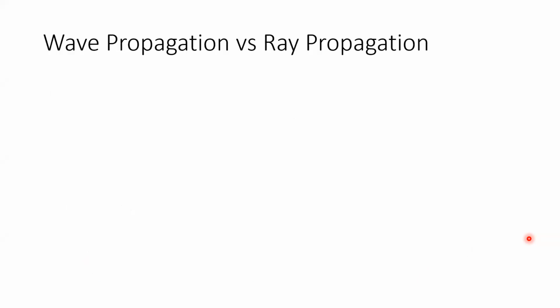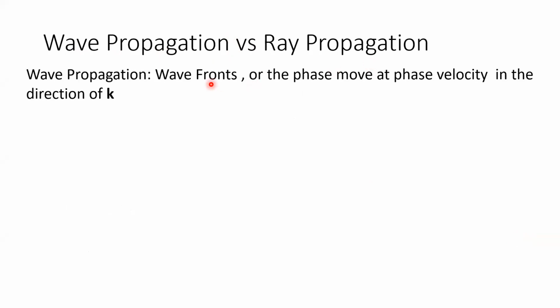Now I want to discuss two things, because in this discussion, if you're not very careful about what you're talking about, things can be very confusing. Here we discuss two things, wave propagation versus ray propagation, meaning obviously the two are very different. So what we mean in the wave propagation is the following. You have wave fronts, they are moving at the speed of the phase velocity in the direction k. That's what you call as a wave propagation. So this is the magnitude of the phase velocity.